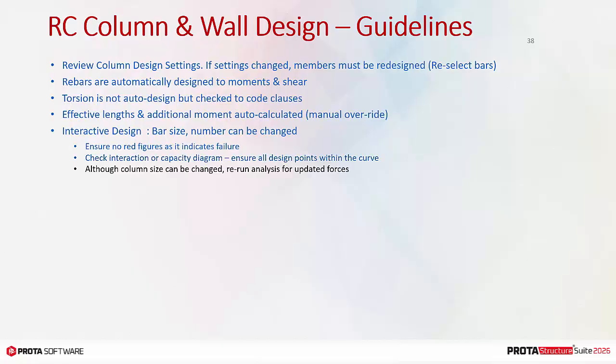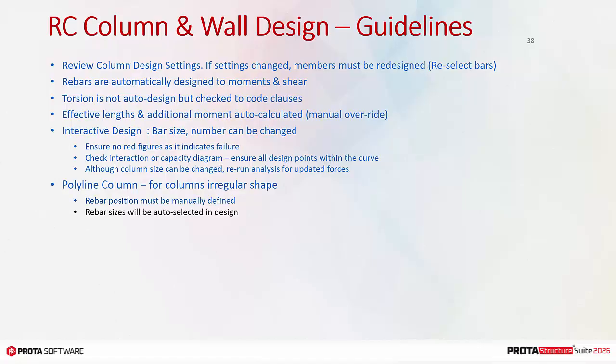Although column size can be changed, rerun analysis for updated forces. Polyline column is for columns with irregular shape. Rebar position must be manually defined. Rebar sizes will be auto-selected in design. Merged wall can be used, for example, to form a lift core. Rebar number and position must be manually defined. Rebar sizes will be auto-selected in design.